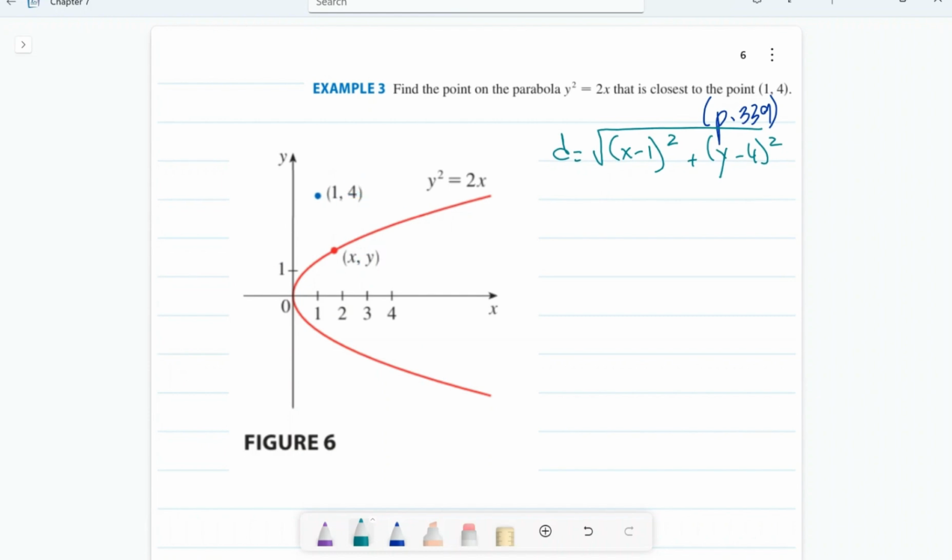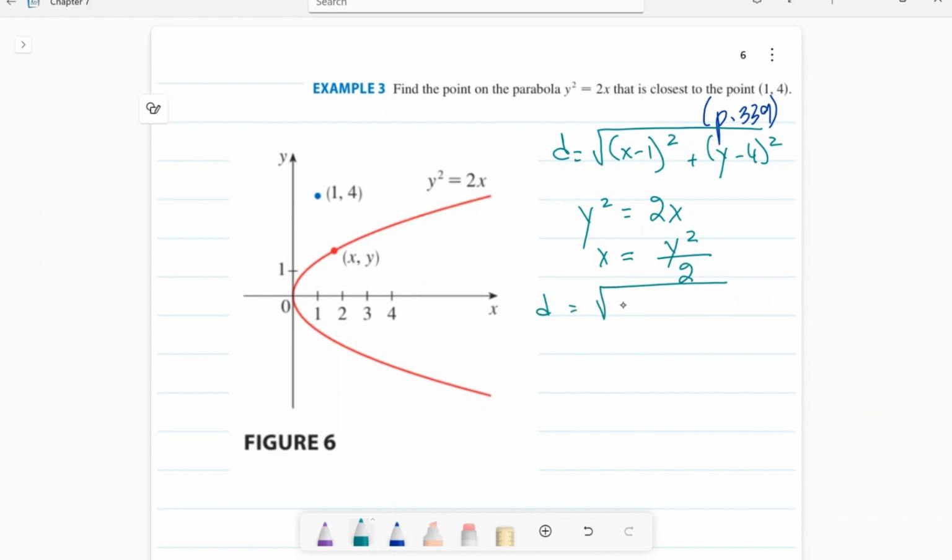Now we would like to either solve for x in terms of y or y in terms of x. In fact, this is already given because we know y squared is equal to 2x. We either solve for x or solve for y. I will solve for x because it is easier to solve for, so x is equal to y squared over 2. Now we can plug this in.